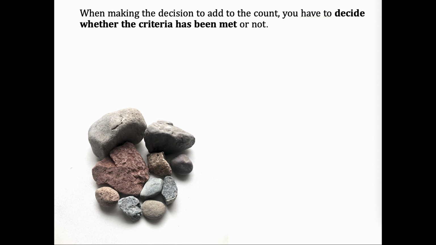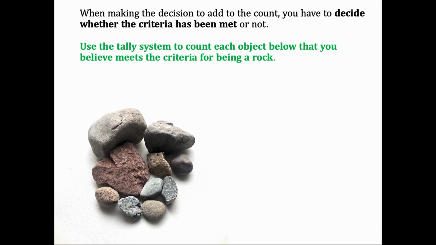Below I've pictured a pile of objects that I found in nature. Use the tally system to count each object that you believe is a rock. I count 1, 2, 3, 4, 5, 6, 7, 8, 9, 10 rocks.